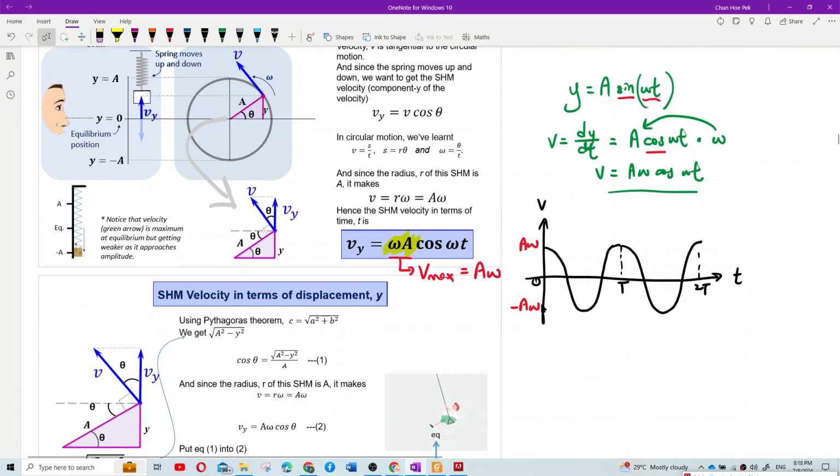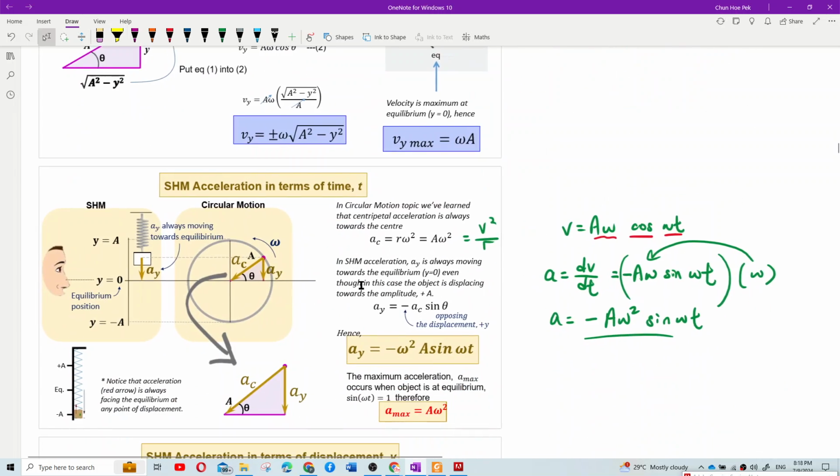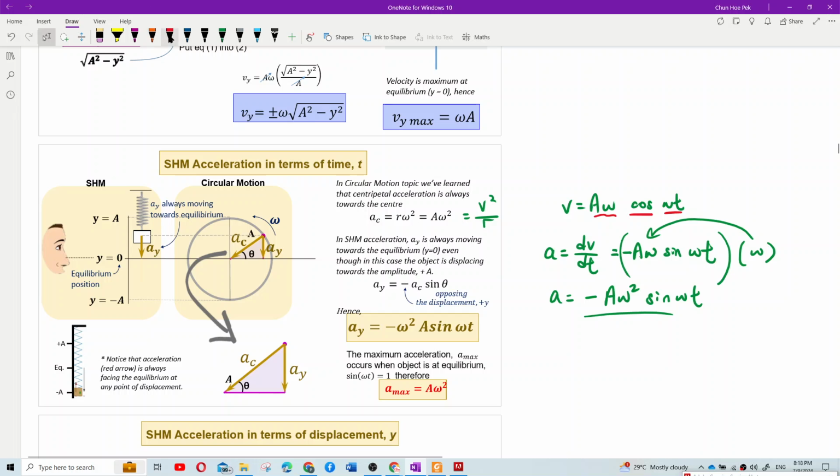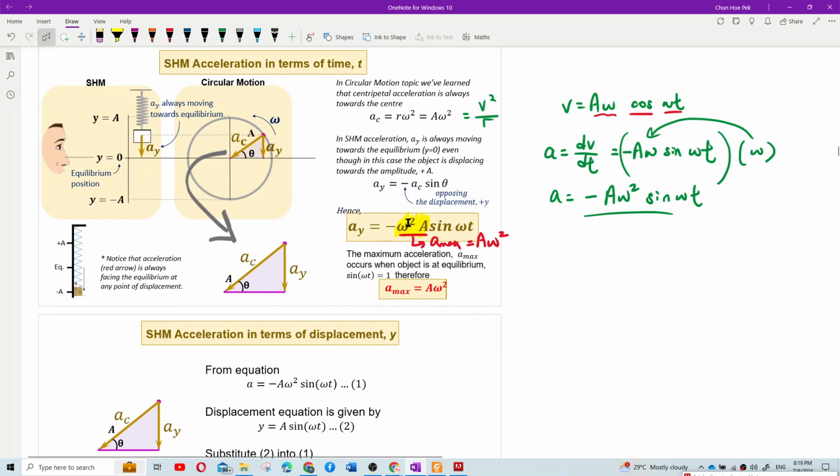So here is the V maximum value. V maximum is A omega and it's a cos graph. And how about the acceleration graph? If you look at here, the maximum is here. A maximum is A omega square. The negative is just about the direction only. A maximum is A omega square. And the graph is a negative sine graph.